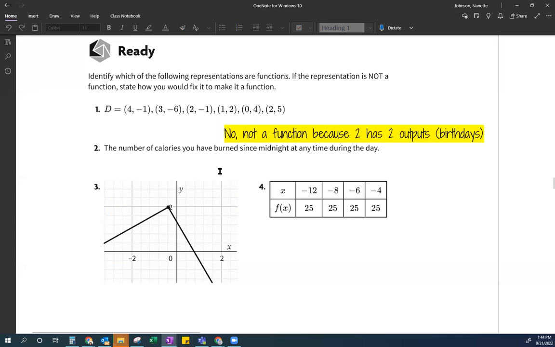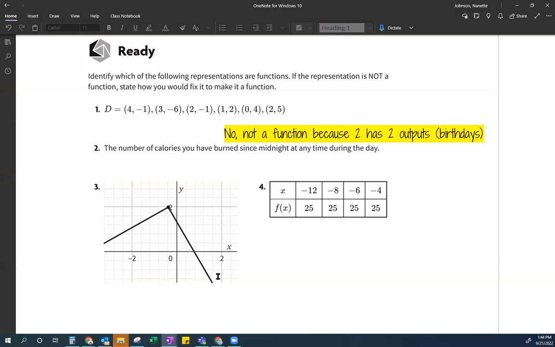Someone asked, isn't 2 an input? Yes, 2 is an input. So see how 2 has 2 different outputs, -1 and 5? That doesn't match. And I'll show you why using that. Okay, 3 people say, I think it's a function. What tells you that it's a function?